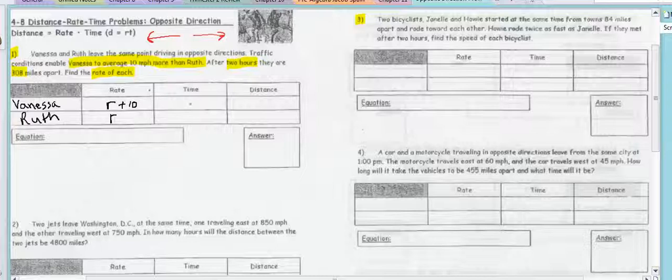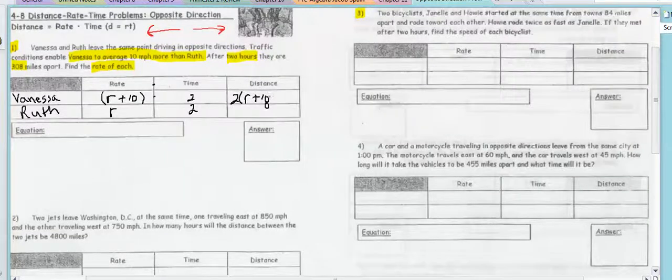Okay, how long did they travel? They traveled for 2 hours. They both traveled for 2 hours. Okay, this type of problem, it's multiplication. So we've got our quantity here. I'm going to put my parentheses here to remind me I need to multiply it. So it's 2 times r plus 10. Oh, it's not an 8, it's a 10. Okay, so 2 times r plus 10.